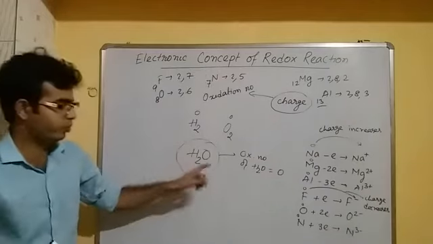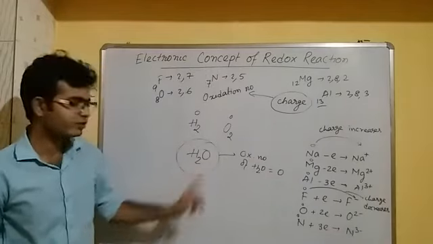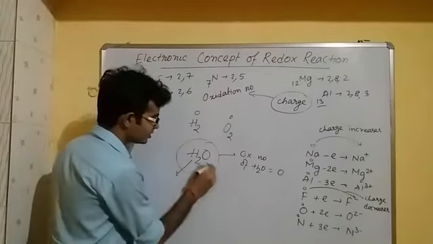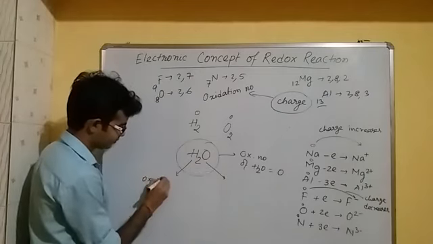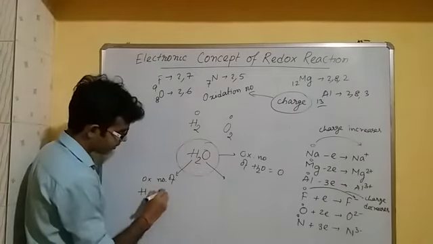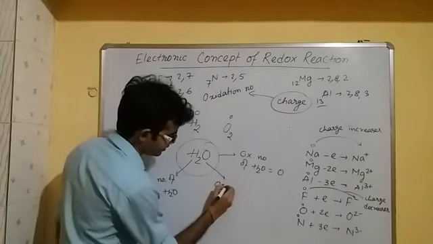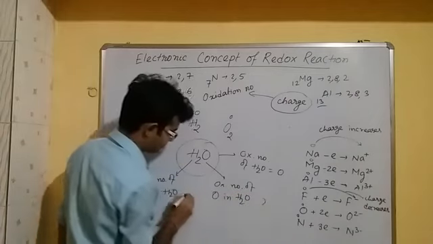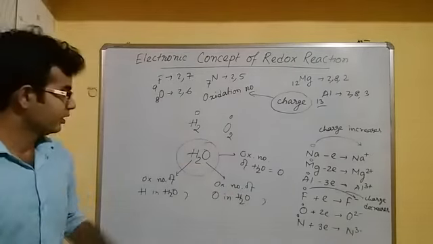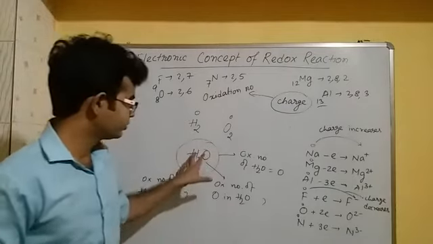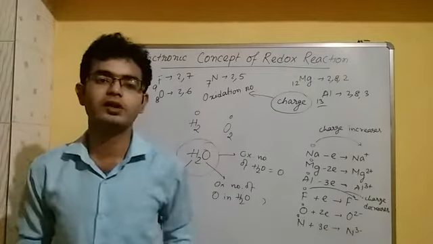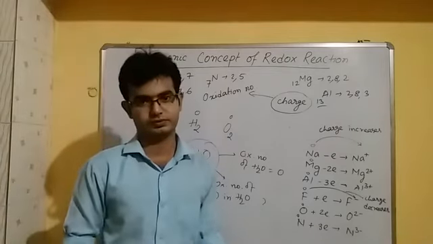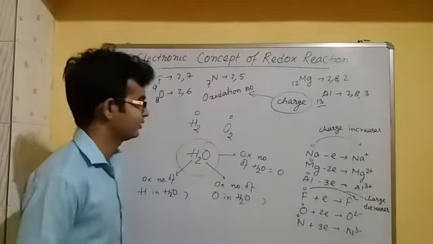But the oxidation number of hydrogen and oxygen separately is not 0. So what will be the oxidation number of hydrogen in water and the oxidation number of oxygen in water? In today's video, we'll first discuss this process, that is, how to calculate the oxidation number of any element which is present within a compound. I think it is clear.